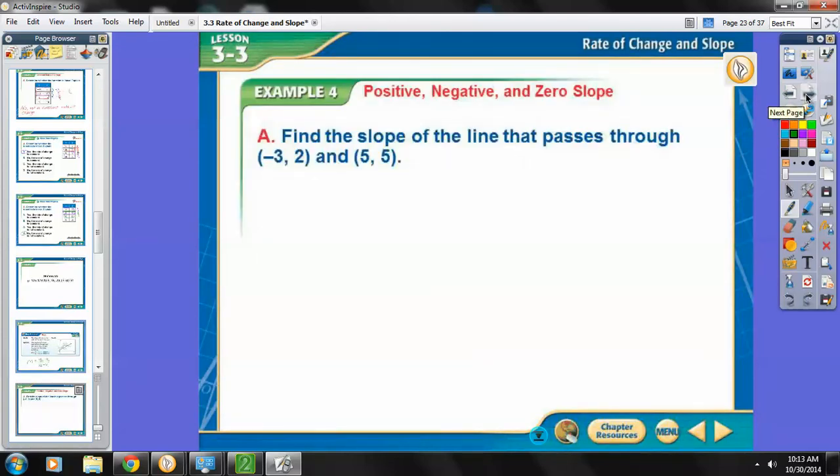Here, let's look at a couple of ordered pairs where we're asked to find the slope. It says find the slope of the line that passes through negative 3, 2, and 5, 5. So on your notes, copy down these two ordered pairs, negative 3, 2, 5, 5. Remember, we use a slope formula. And this is exactly what we did yesterday. We just didn't give it a name.